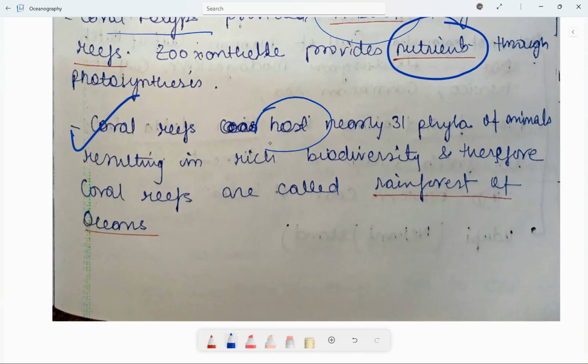Coral reefs होते हैं, coral reefs, they are the host of nearly 31 phyla of animals, which results in rich biodiversity, and they are called the rainforest of the oceans, and they are the largest living organisms on the planet Earth.